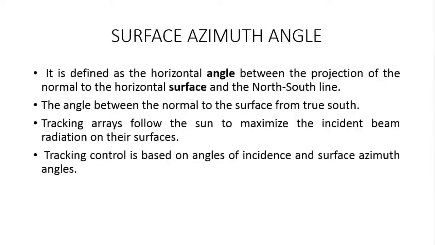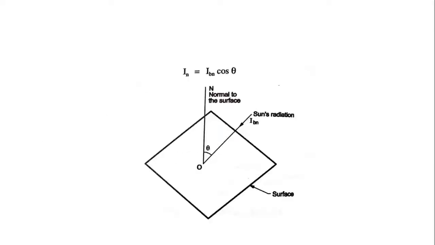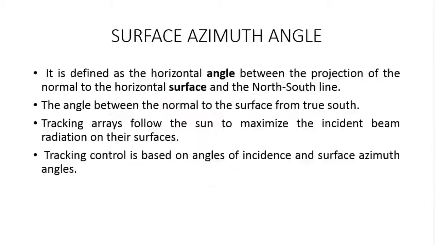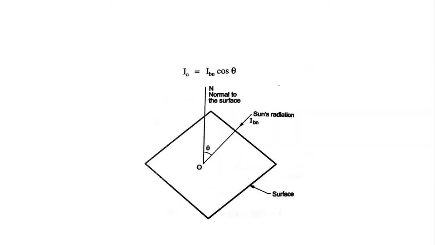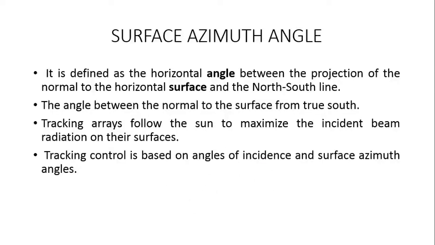Next definition is the surface azimuth angle. It is defined as the horizontal angle between the projection of the normal to the horizontal surface and the north-south line. Surface azimuth angle: the angle between the normal to the surface and true south. Tracking arrays follow the sun to maximize the incident beam radiation on the surface, and the tracking control is based on the angles of incidence and surface azimuth angle.